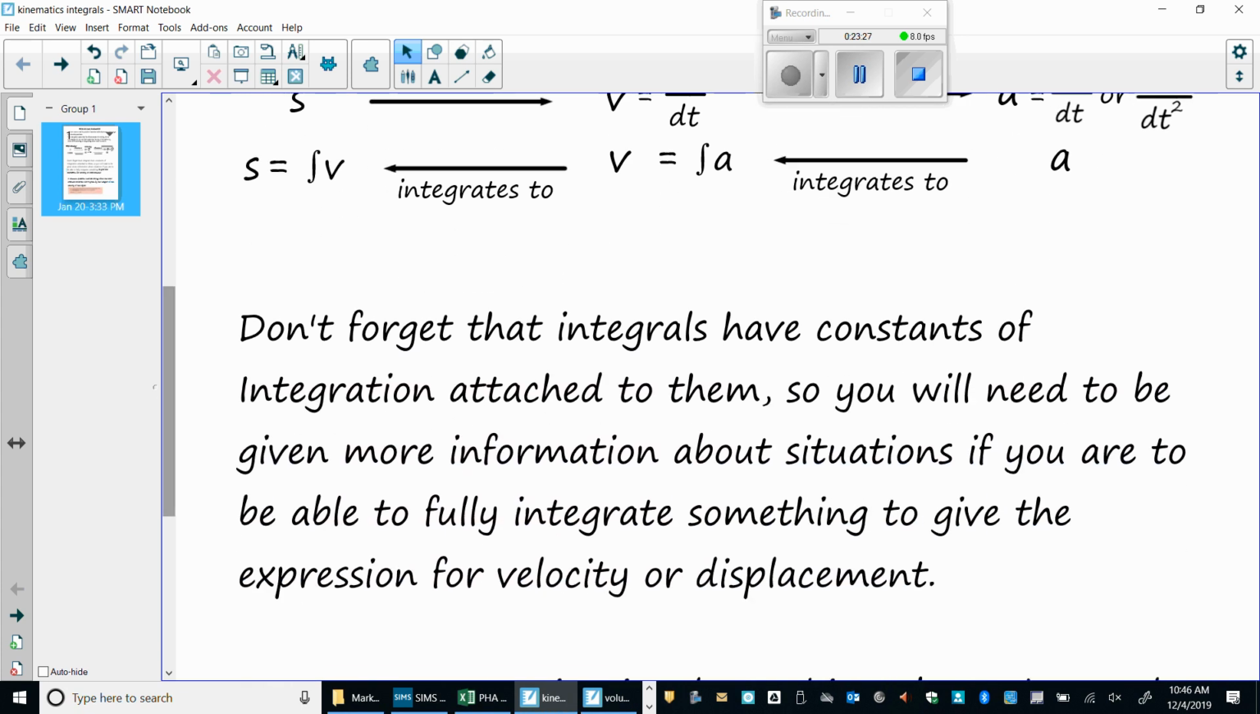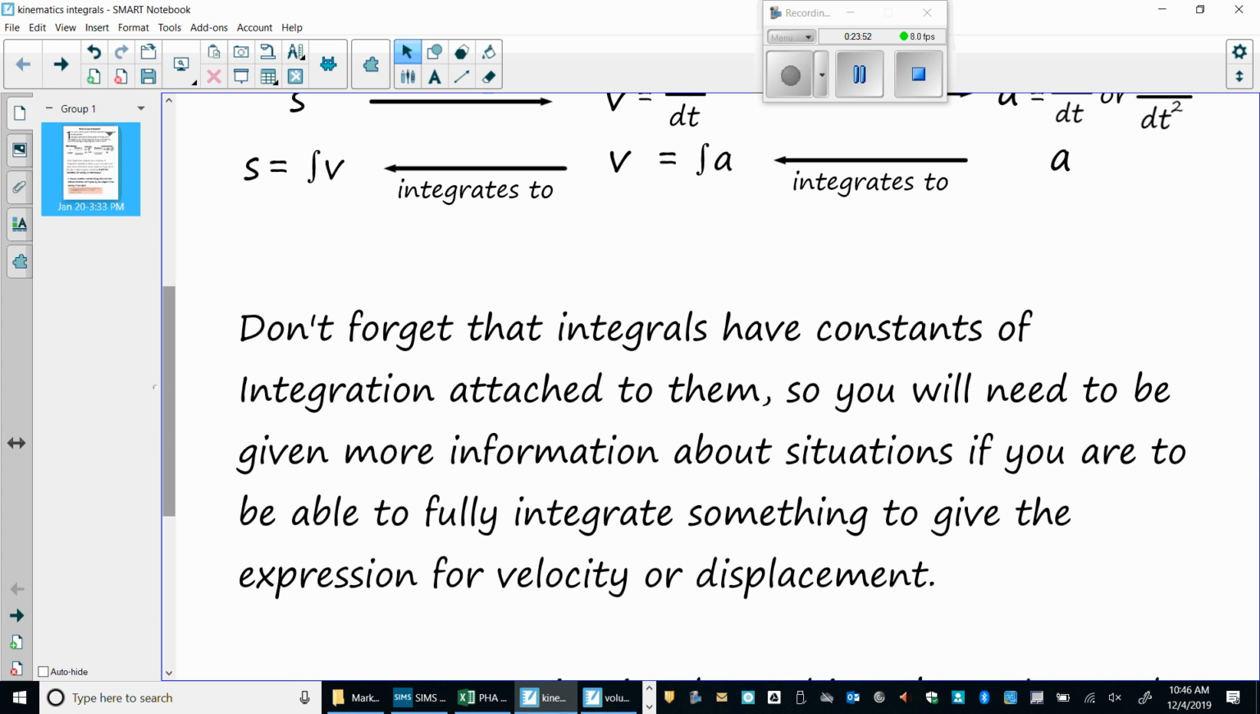One thing I've just put here is that don't forget that if you're integrating something, they need to have given you some other extra information to enable you to find C. Okay? So if they've given you an expression for acceleration or velocity and asked you to find the velocity or displacement, they would have given you some additional information to allow you to find C.